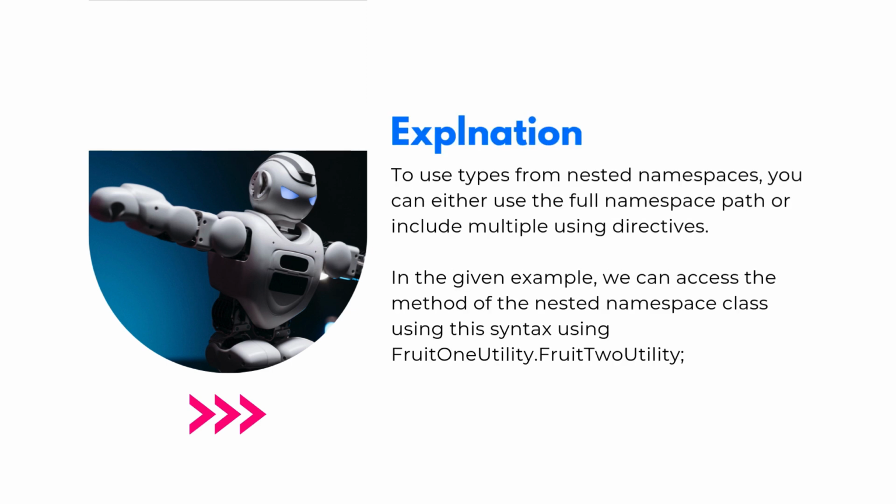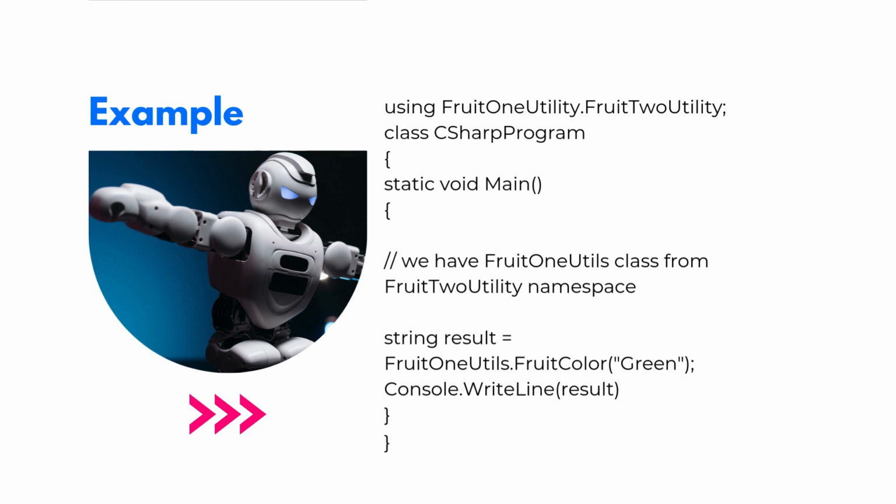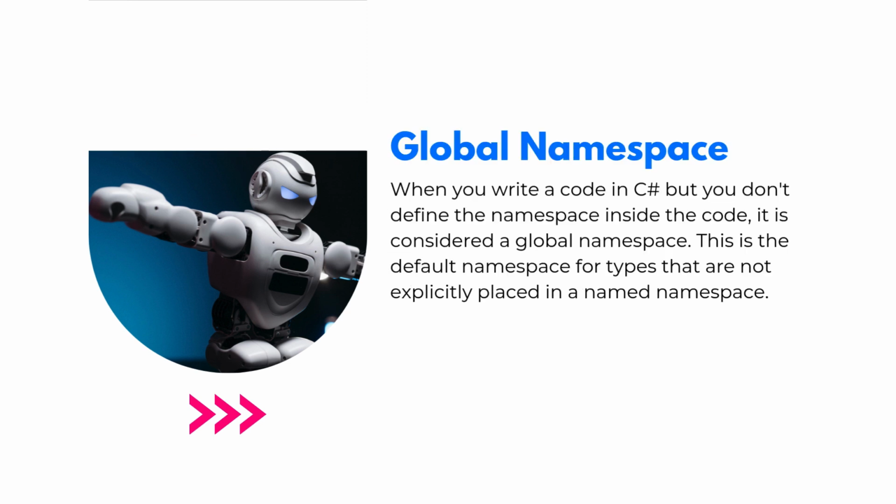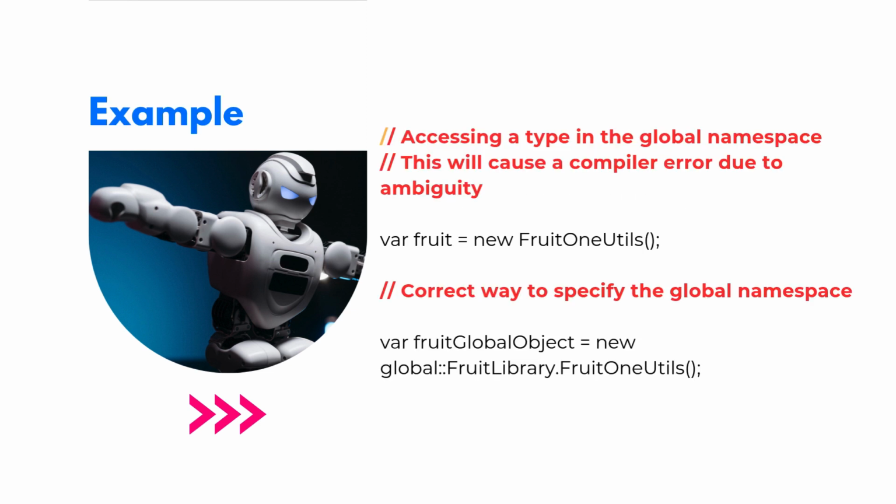To use types from nested namespaces, you can either use the full namespace path or include multiple using directives. In the given example, we can access the method of the nested namespace class using this syntax: using Fruit1Utility.Fruit2Utility. When you write code in C# but you don't define a namespace inside the code, it is considered a global namespace. This is the default namespace for types that are not explicitly placed in a named namespace.